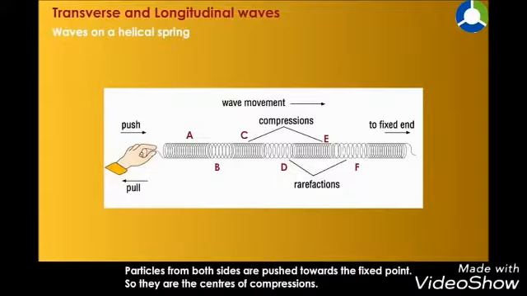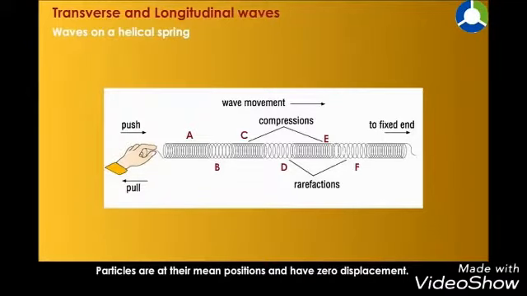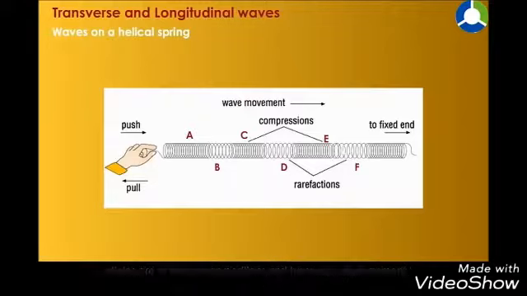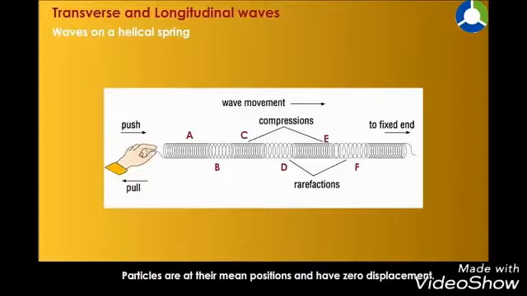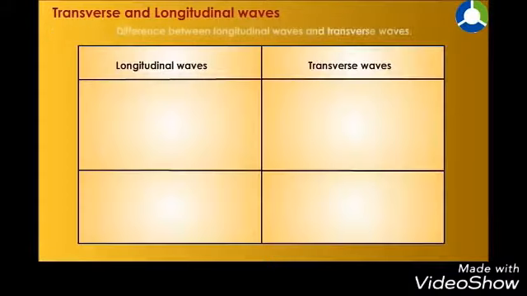Particles from both sides are pushed towards the fixed point. So, they are the centers of compressions. Particles are at their mean positions and have zero displacement. Particles from both sides are moving away from the fixed point. So, they are the centers of rarefactions. Particles are at their mean positions and have zero displacement.